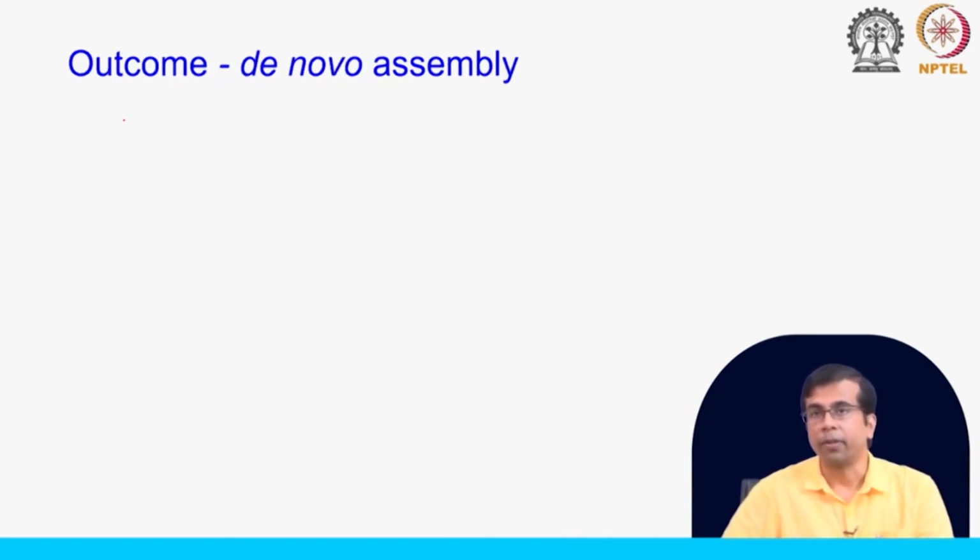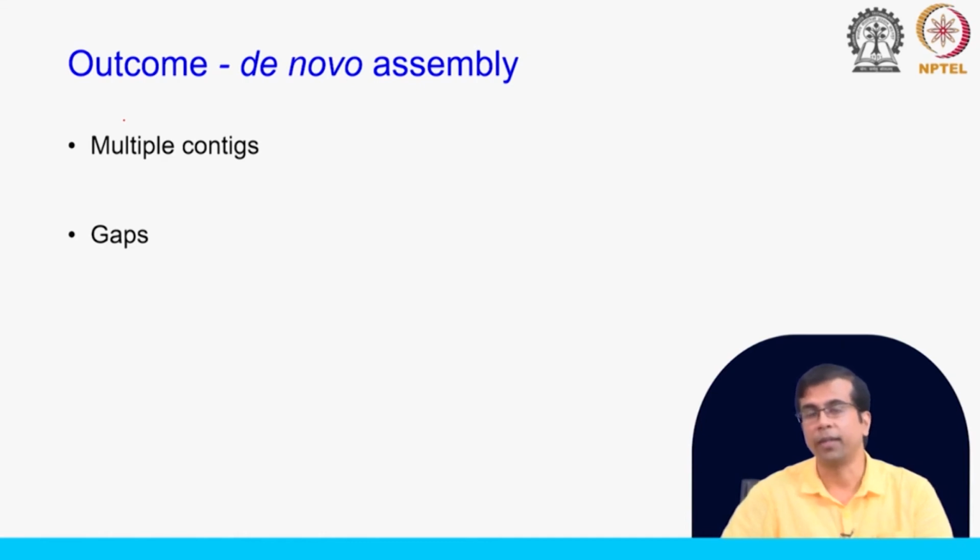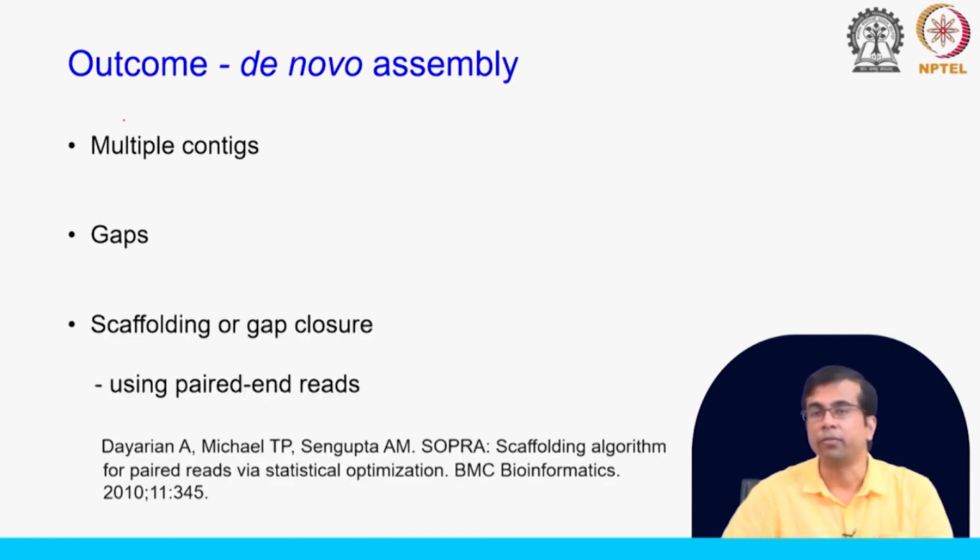So, what do we get after we have done this de novo assembly? Whether we have used the Wells approach, the DBG approach, or the SCS approach, whatever the approach is, what do we get at the end? We usually get multiple contigs. As I mentioned, repeats remain in many cases, and even with DBG assembly, these repeats will persist because of the non-uniform coverage. So, we end up with multiple contigs, and there are gaps between these contigs. To cover this, we do something called scaffolding or gap closure.